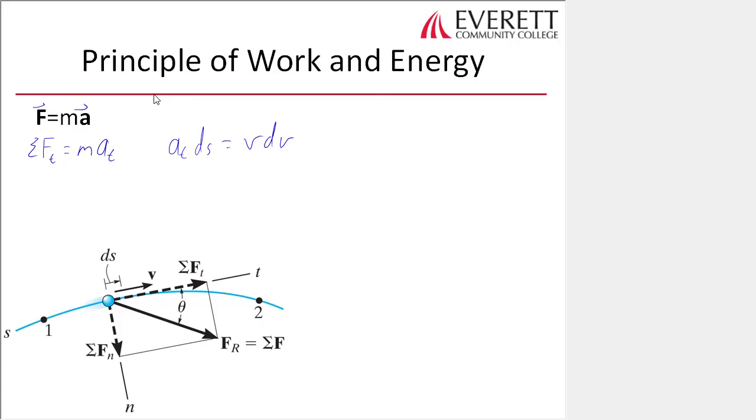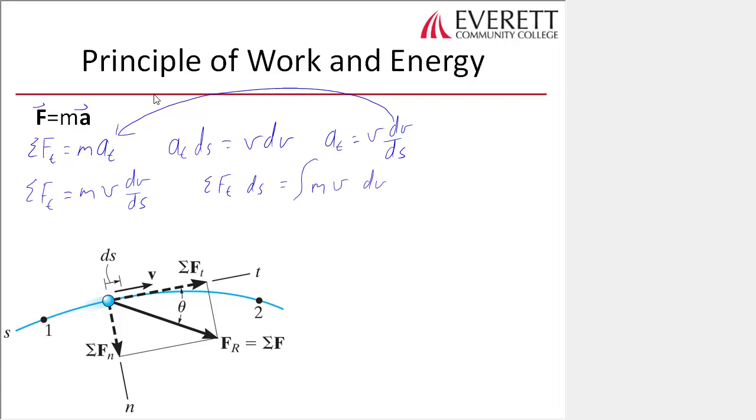So I can go ahead and solve for a_t is equal to v dv/ds. The only thing I did was divide by ds. And I'm just going to plug that in right here. The sum of the force in the tangential direction is equal to mass times the velocity times dv/ds. I'm going to throw the ds on the other side, and we get the sum of the force in the tangential direction times ds is equal to mass times velocity dv. And then, I'm sure you would have figured it out already, I'm going to integrate both sides. We start off, this is from s1 to s2. And on the right-hand side is v1 to v2.